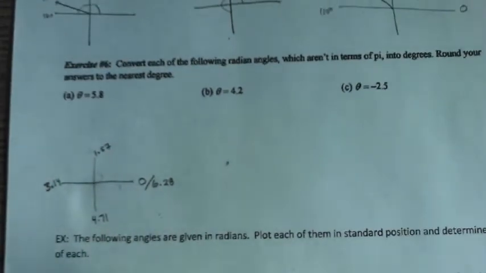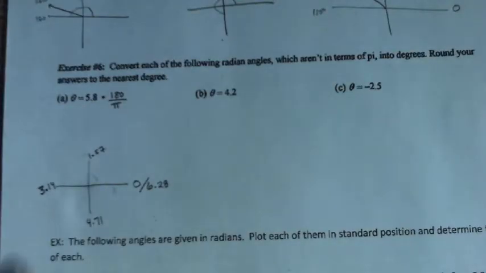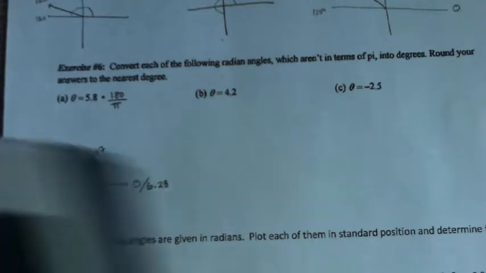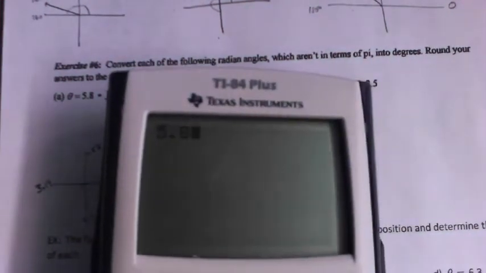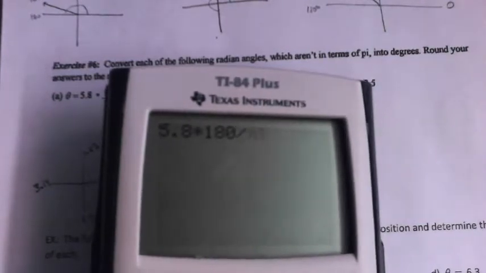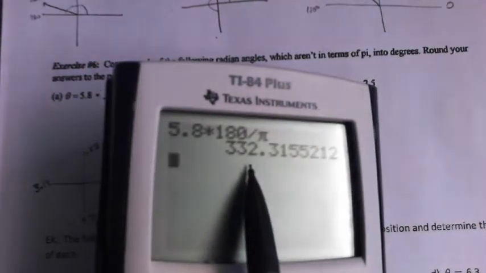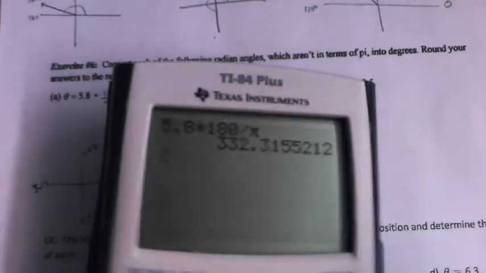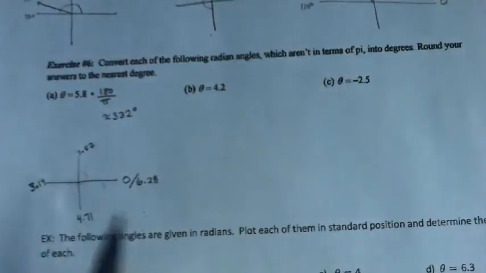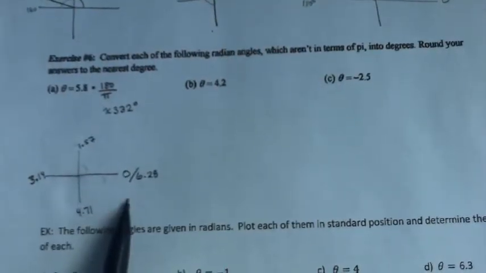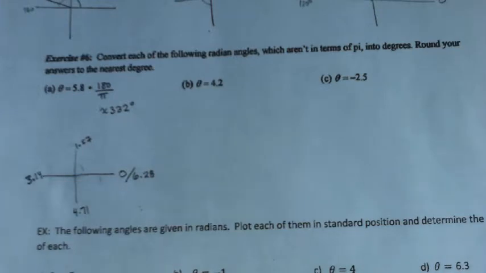So anyway, the conversion, even though these don't have a pi involved, you still do 180 divided by pi. And then you just type it into your calculator. 5.8 times 180 divided by pi. And that's a 332-ish degree angle. So approximately 332 degrees, which should make sense because we're in the fourth quadrant, right? We're just shy of 360. So you'll do those conversions the same way.